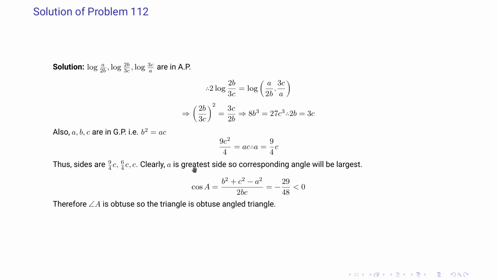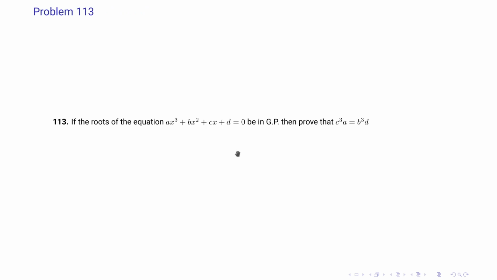So clearly a is our greatest side, and then we find the corresponding angle, which is A. So cos A will be b square plus c square minus a square by 2bc is equal to minus 29 by 48, which is less than 0. And that is why angle A would be an obtuse angle, because cos A is negative if and only if the angle is greater than pi by 2. So angle A will be obtuse angle.